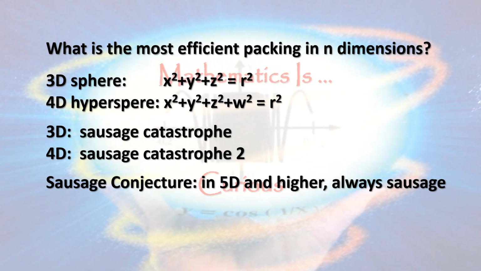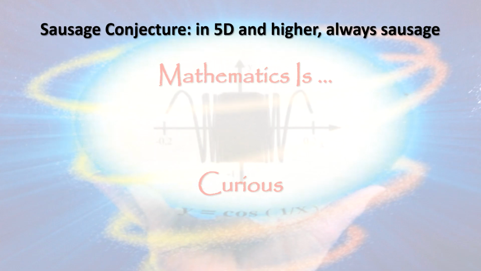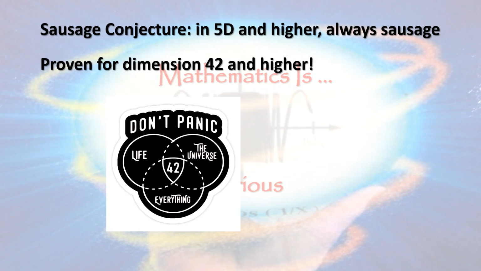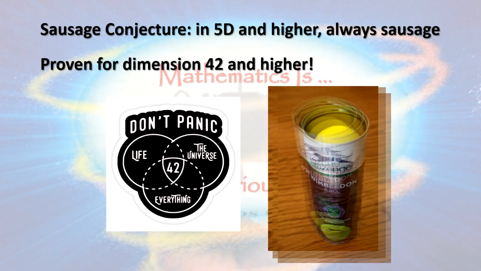There is one last oddity to report. The sausage conjecture has been proven for dimensions 42 and higher. I don't know the math of this work well enough to know why there is a proof that works in 42 dimensions but not 41. However, as a fan of Hitchhiker's Guide to the Galaxy, I love the fact that 42 is the magic number. In any case, if you go into the business of packing 42-dimensional tennis balls, stack them up in a sausage.